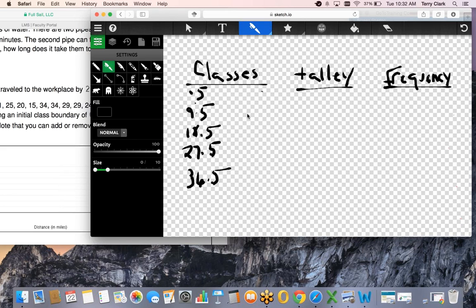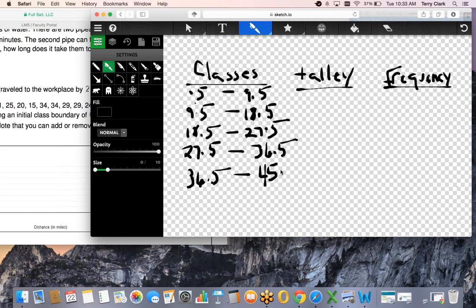That's 1, 2, 3, 4, 5. 9.5, 18.5, 27.5. And there could be no gaps in these as well. That's why the math has to be really right on it. 36.5. And then we're going to add 9 more, and that's going to make 45.5.